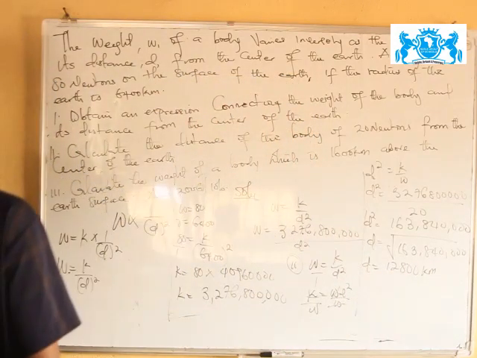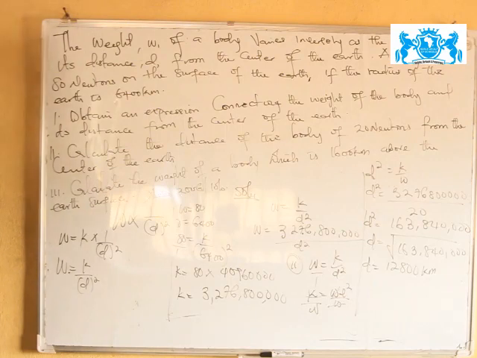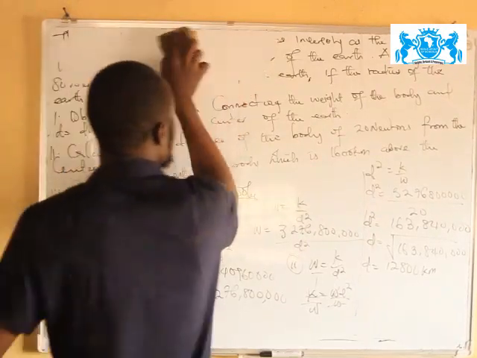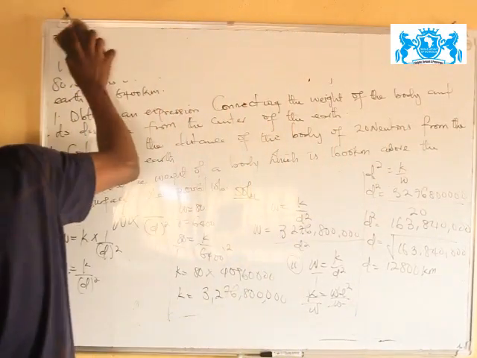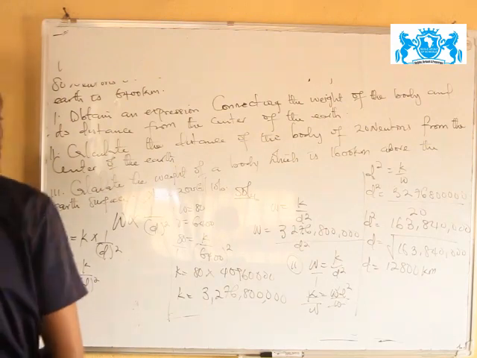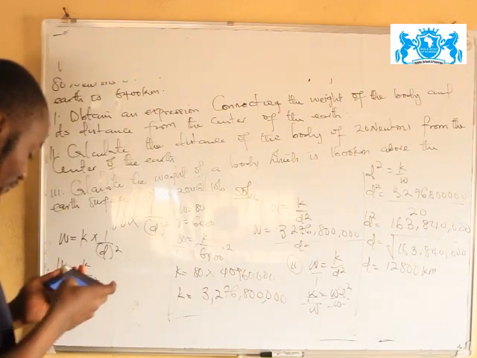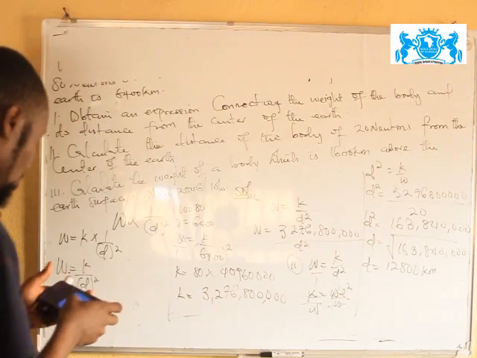Now the third question says calculate the weight of the body, which is 1,600 kilometers above the Earth's surface. So you still have.